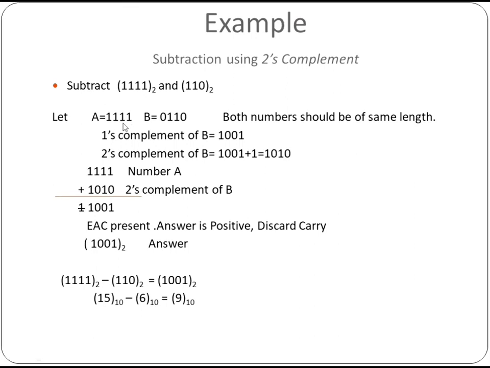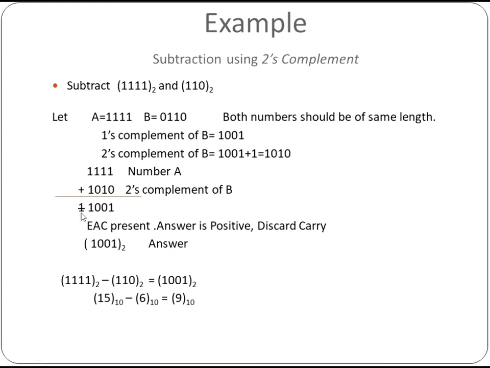First number is 1111. Second number is now 0110 because we have added 0 here to get both numbers of equal length. Now we have to find seconds complement of B. First take first complement, then add 1 to this first complement to get answer 1010. So 1010 is seconds complement of B. Now add this seconds complement to number A. So this is number A, this is seconds complement of B. If you add this, 1 plus 0 is 1, 1 plus 1 is 0, 1 plus 1 is 0, and 1 plus 1 plus this carry 1 will be 1.